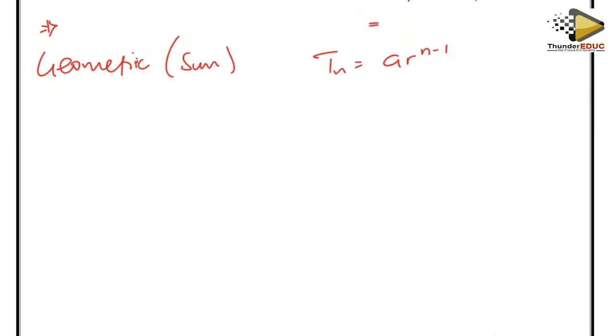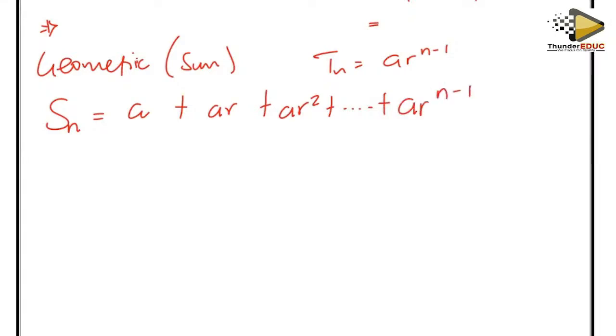Okay. So we can say that if our sum is given as A plus the second term, which is going to be AR, the third term is going to be AR squared, and so on. Now I need to determine what follows. Okay, so my last term is just going to be AR^(n-1).